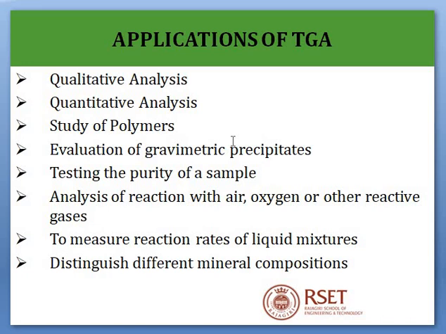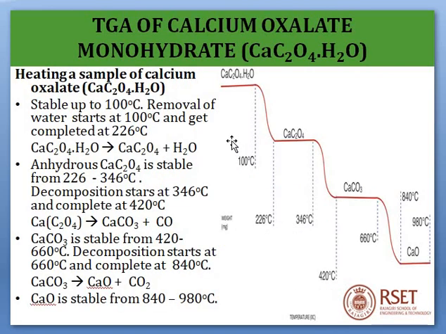Then what are the applications of TGA? TGA has many applications. First, qualitative applications are there. Quantitative applications are there. You can study a polymer using this TGA. Then the purity of a sample can be measured. If there is impurity in the sample, then there will be a depression in the melting point. Then you can distinguish different mineral compositions using this TGA.